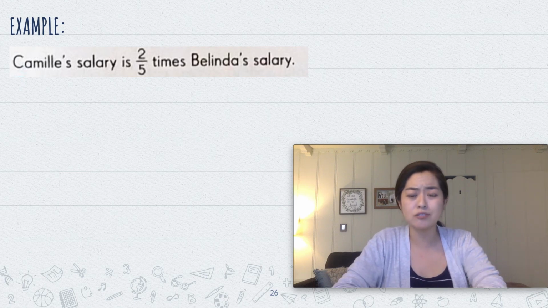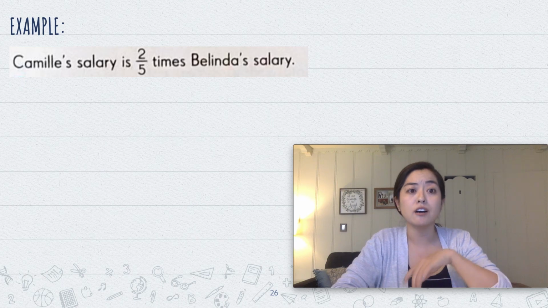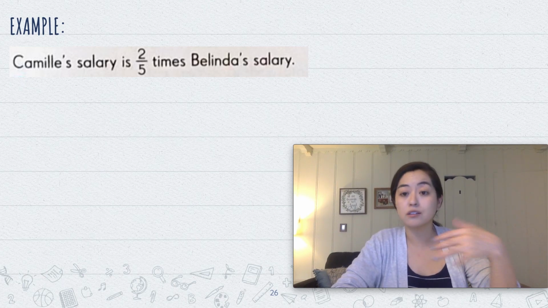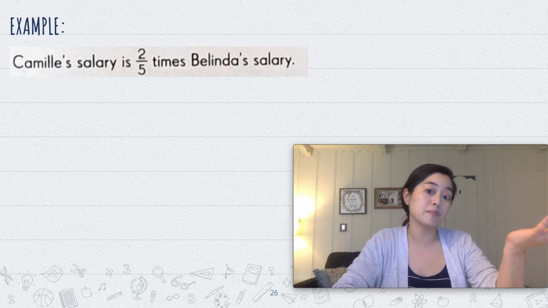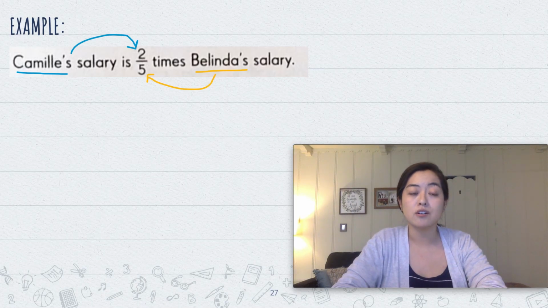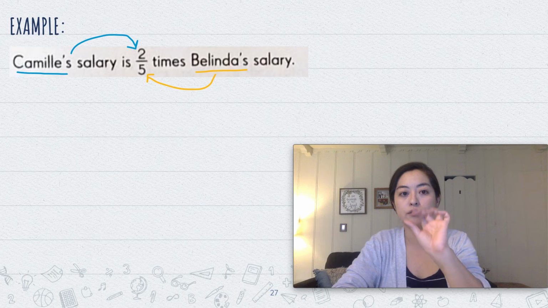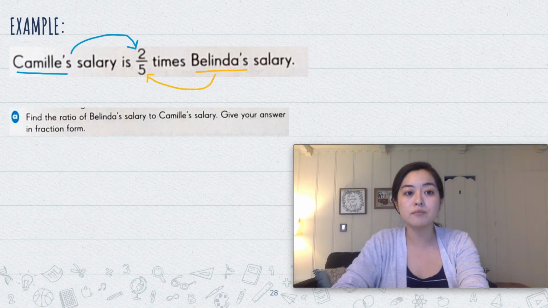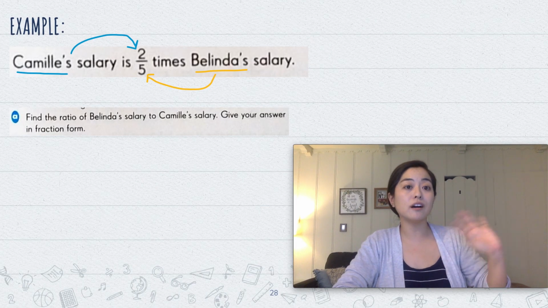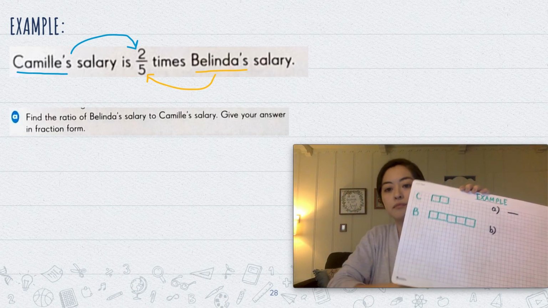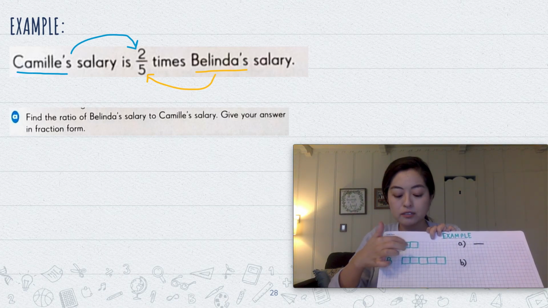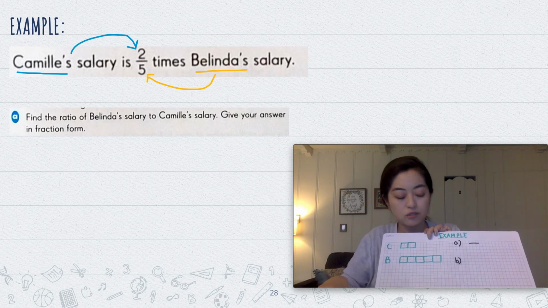So do you remember how to figure out from this how to draw the number of units that correlate with Camille and that correlate with Belinda? Well, we have to do it like this, okay? So Camille's salary refers to the numerator portion of the fraction, and Belinda's salary refers to the denominator of the fraction. So let's draw a model, okay? To draw a model, it'll look something like this, right? So Camille represents 2 units, Belinda represents 5 units over here.